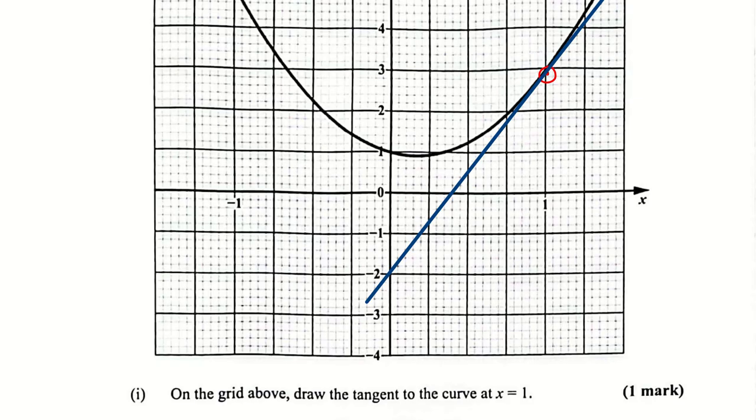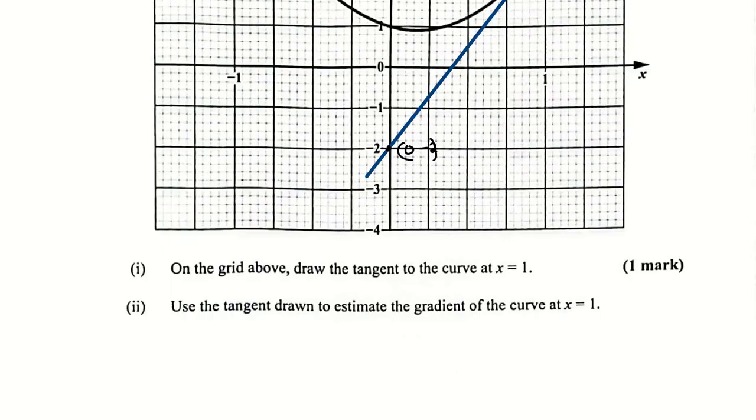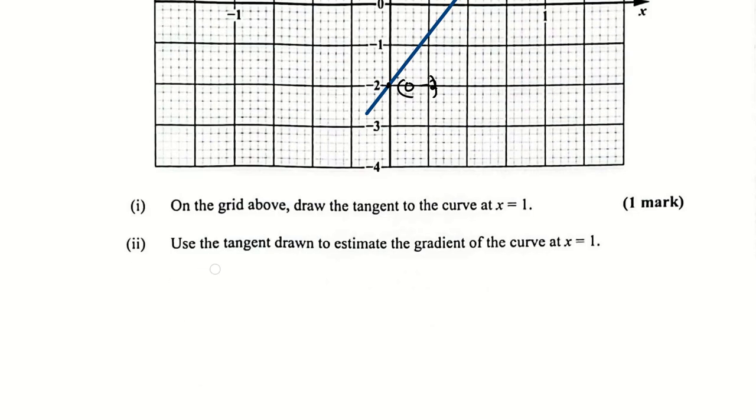So this would be your coordinates here. Let me change my color. X is 1, y is 3 because it's right here. So (1, 3). And this coordinate here intersects the y-axis, so x is 0, y is negative 2. So for my gradient, I have (0, -2) and (1, 3).